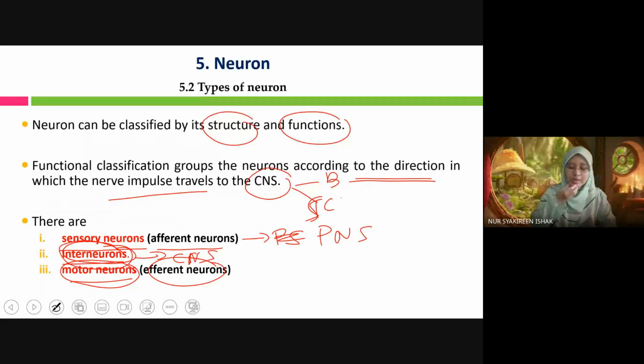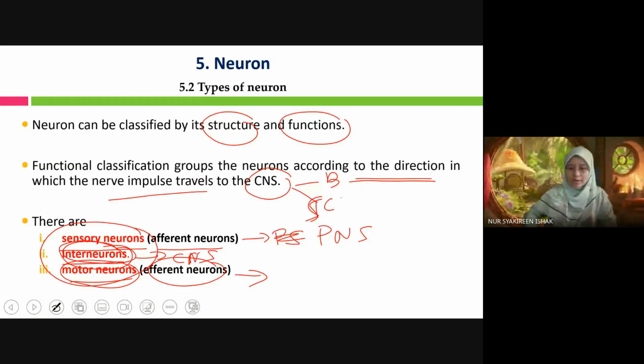Okay, so the motor neuron can, for example, be connected to your muscle, causing your muscle to contract. For example, if the stimulus is when you are touching a hot object, you are not going to maintain your hand on the hot object. You'll be removing your hand from that hot object. So that stimulation is through this transmission of impulse.